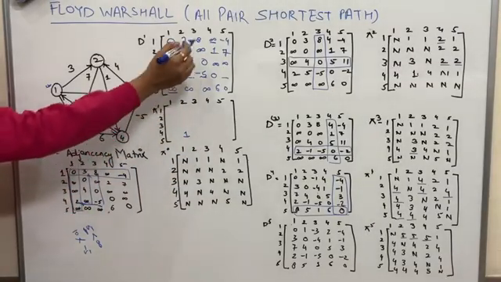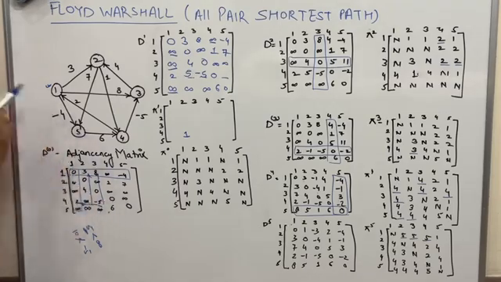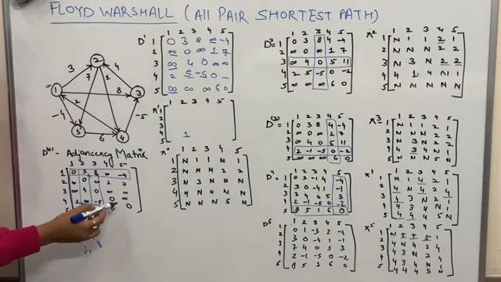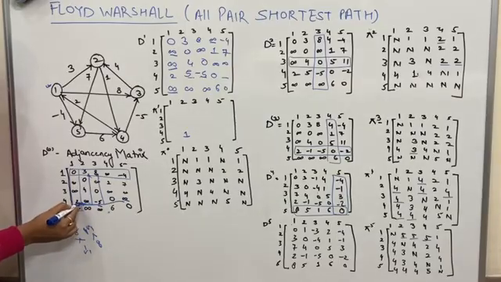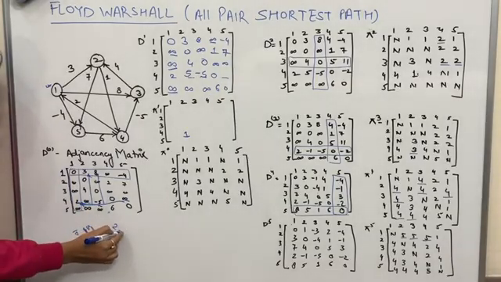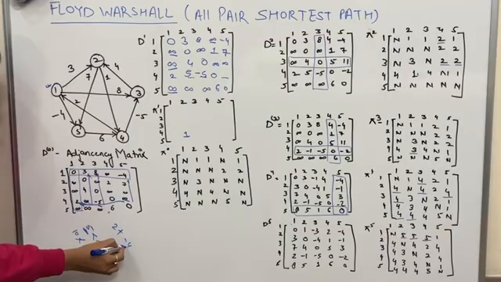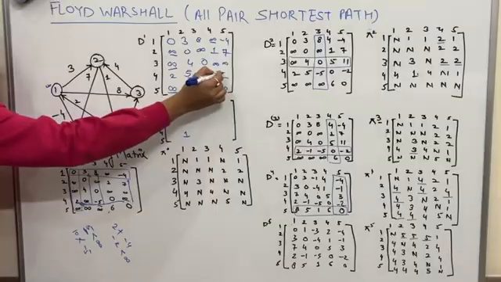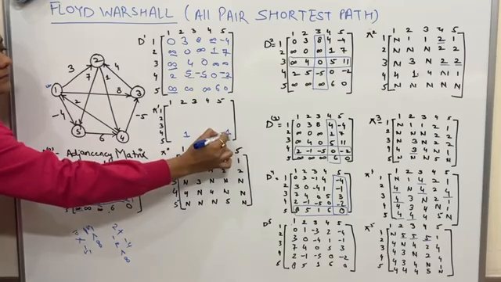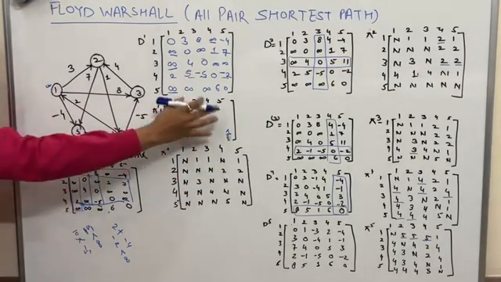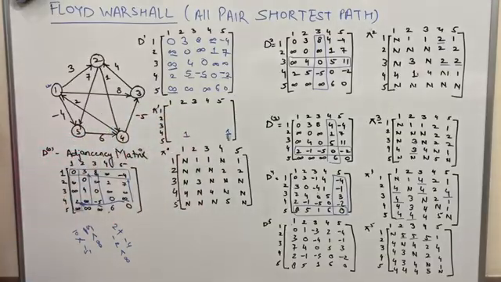Now the last value, 4 to 5. 4 to 5 is infinity initially. But we can see, via node 1, can we traverse from node 4 to 5? Let's see. We have to find the value of this cell. We check the respective column value is 2 and respective row value is -4. The value is -2. -2 is less than infinity. So we update this value as -2 and we update this cell as 1. And the rest of the values will be the same as in distance matrix 0.